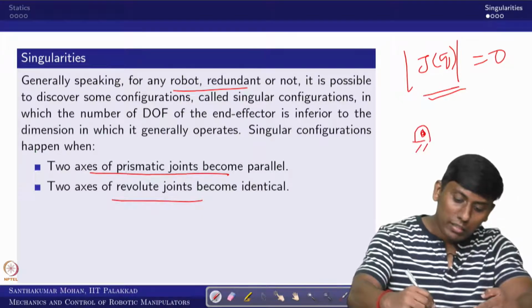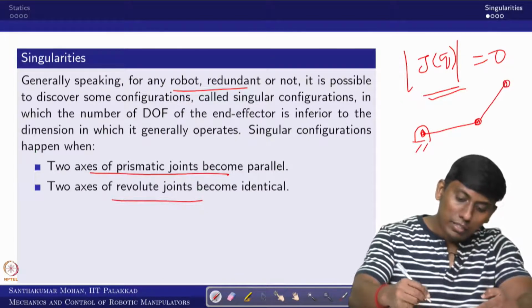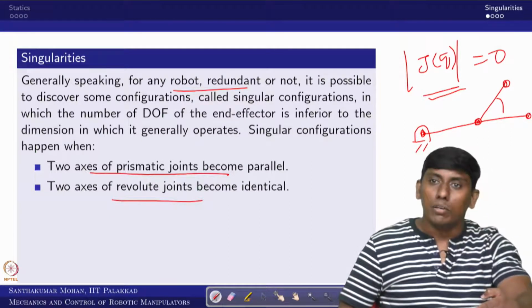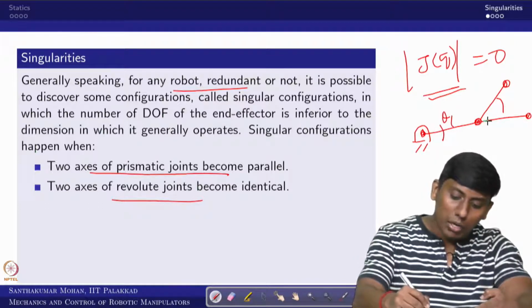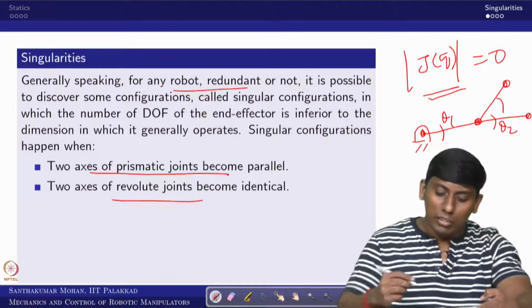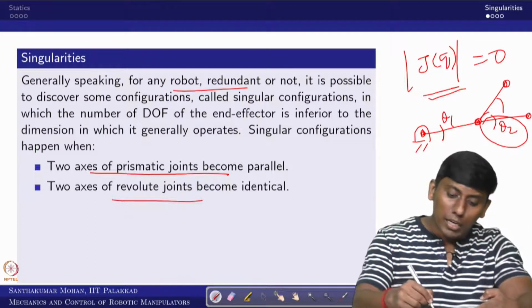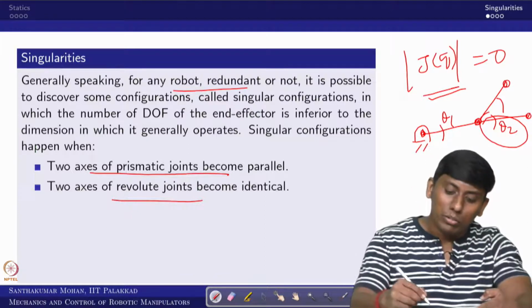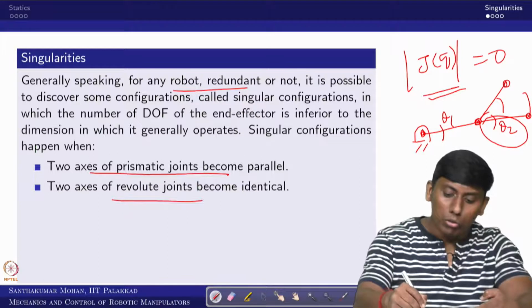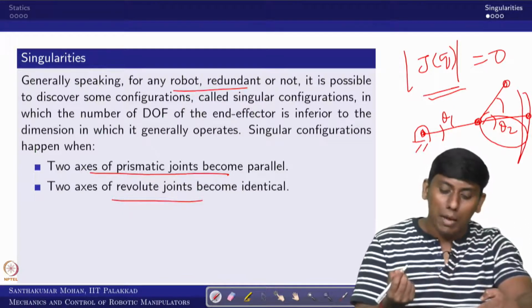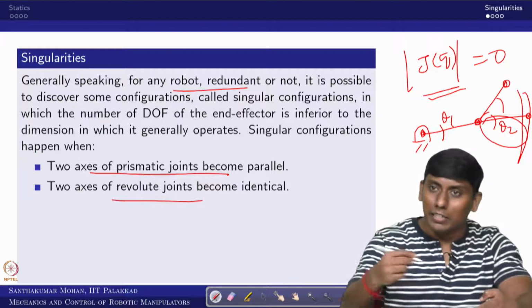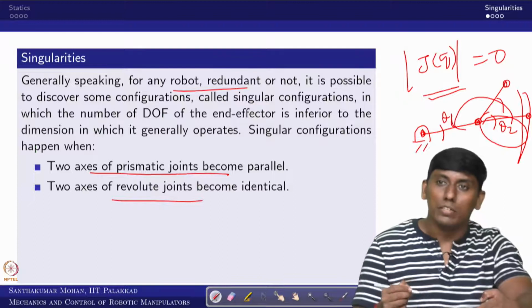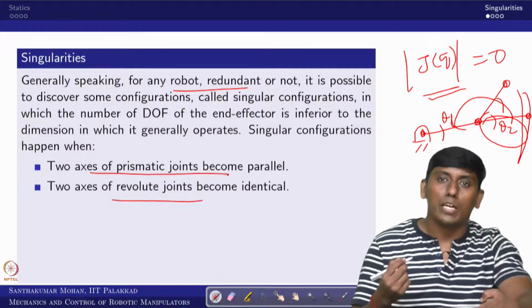For example, you take a serial manipulator which has 2R. Now if you rotate this and make it parallel, you have theta 1 and theta 2, but now theta 2 is 0. So when I rotate theta 1, theta 2 is invalid, in the sense theta 2 has lost its degree, because I want to rotate this. When can this happen? It can happen at the workspace extreme, or with some other collinearity.